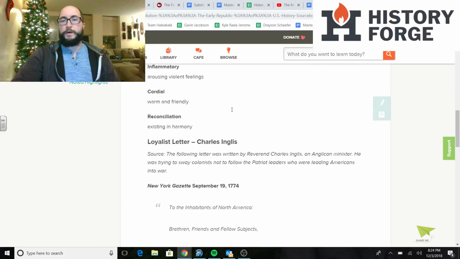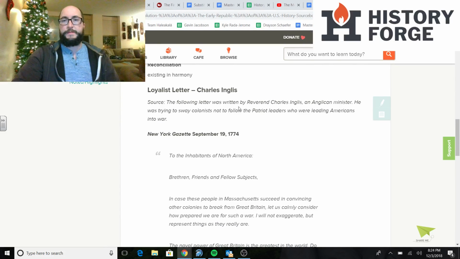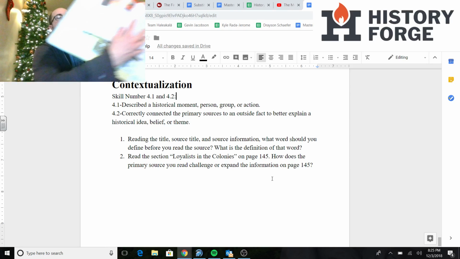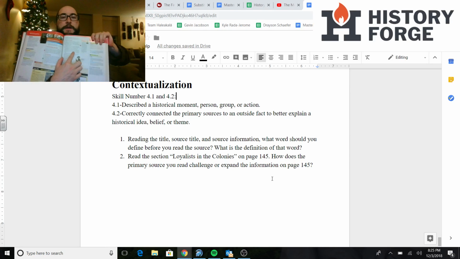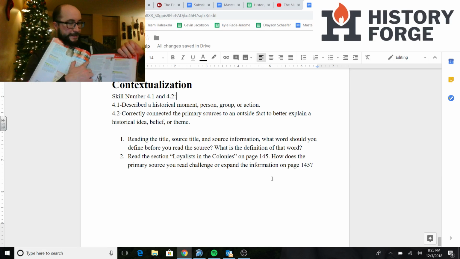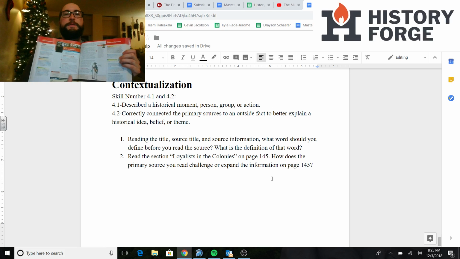There is one more letter. If you really want to read it for more information, you can. I'm not going to stop you. But you don't have to. All I want you to do, though, is read page 145, that section. I'll even hold it up. I think hopefully you can see it. It's called Loyalists During the Revolution, or the Loyalists in the Colonies. Sorry. It's hard to read backwards.